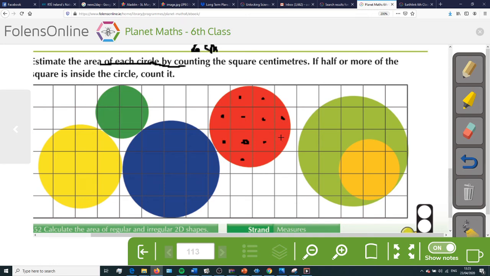If you wrote 11, I wouldn't disagree with you. So if you wrote 10 or 11 for that one, I would find it very, very hard to disagree with you. So essentially, you count up all the complete squares and then all the ones that have more than half in the box. Okay, so I said 10 for that one.